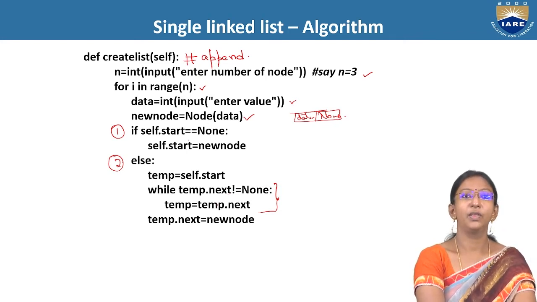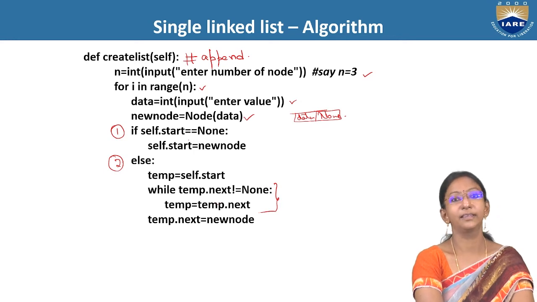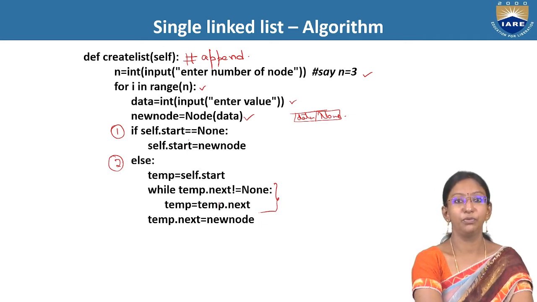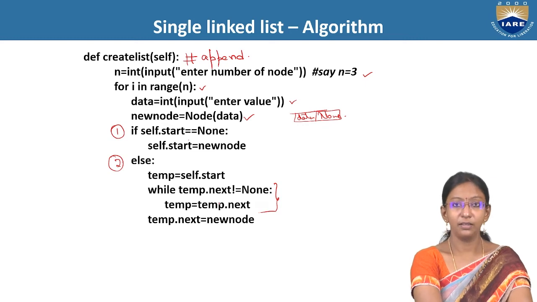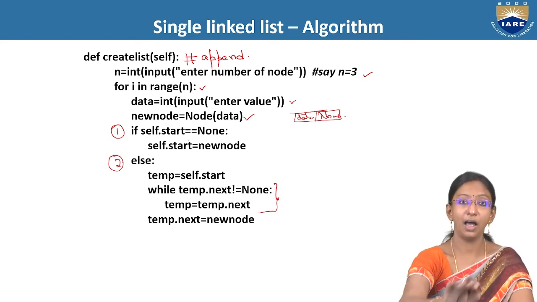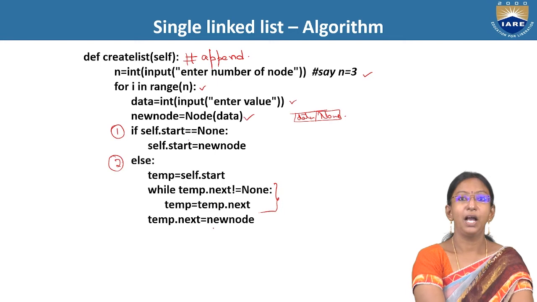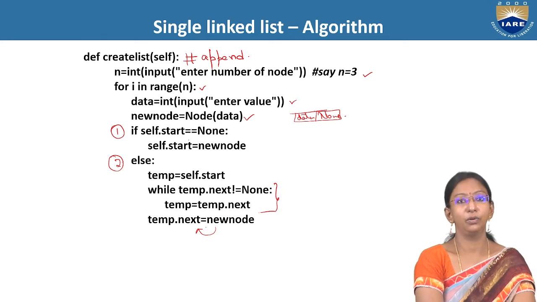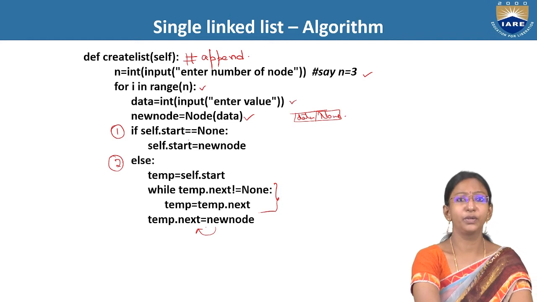Then how to identify the last node? Very simple. The last node, its next part will be None, because it is not pointing to any other element. That is, the link part will be filled with None. Once I reach the last node, I'll store the address of the new node in its next part, building a new relation, or appending a node into the linked list, right? So this is how I'm going to create a linked list.